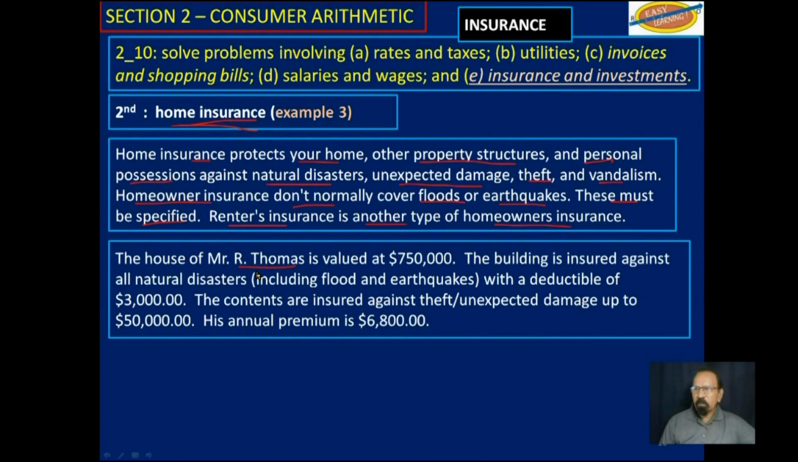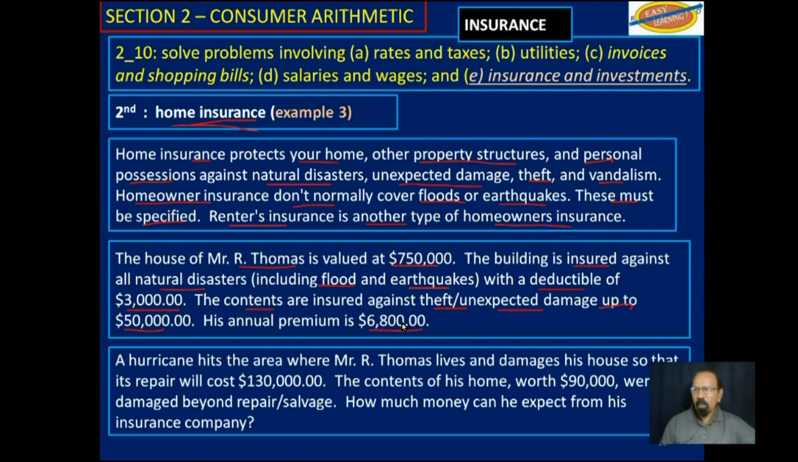Mr. R. Thomas has a house that is valued at $750,000. The building is insured against all natural disasters, including flood and earthquakes, with a deductible of $3,000. The contents are insured against theft and unexpected damage up to $50,000. His annual premium is $6,800.